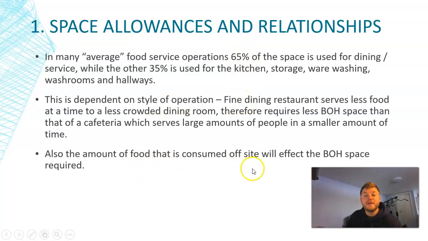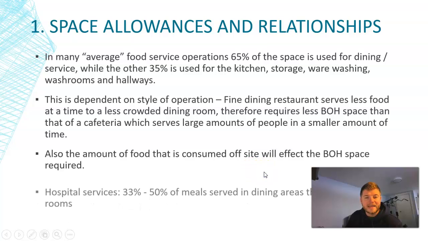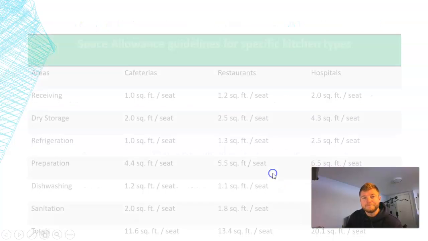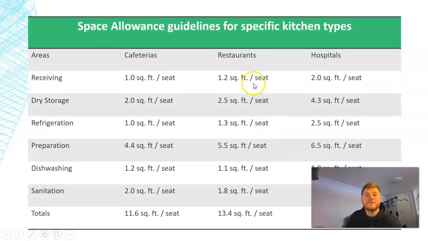Also, the amount of food that is consumed offsite will affect the back of house space. In hospital services, usually 33 to 50% of meals are served in the dining areas. The rest are in patient rooms. I think during COVID, the majority of you were all serving in rooms. Again, this is just another idea as far as some space allowances for specific kitchen types.